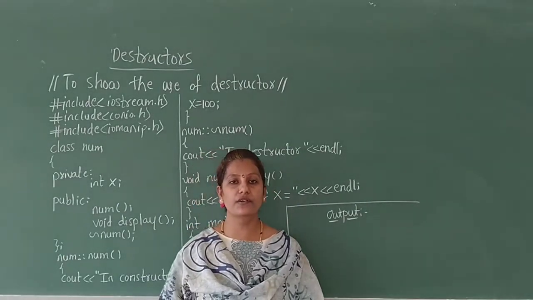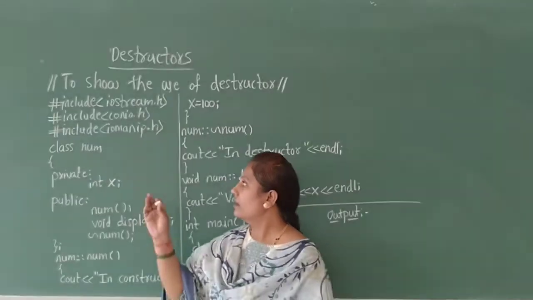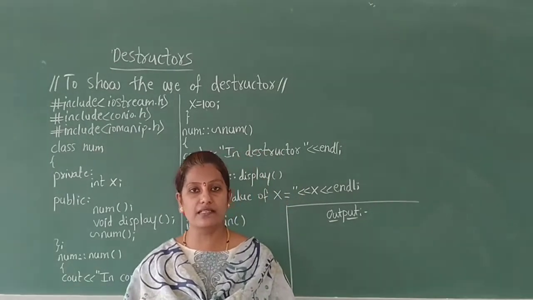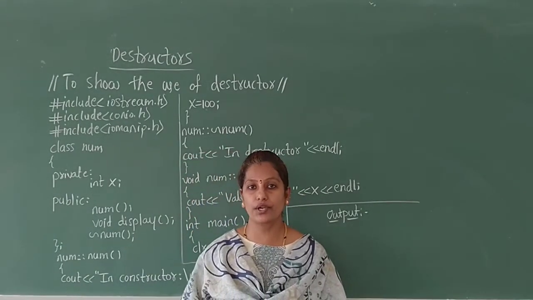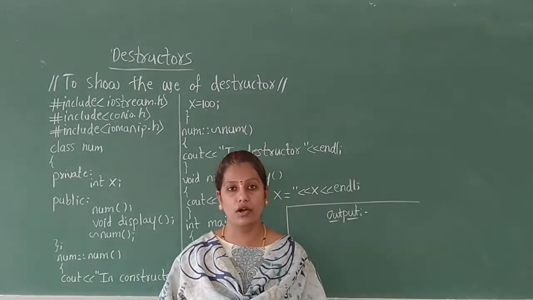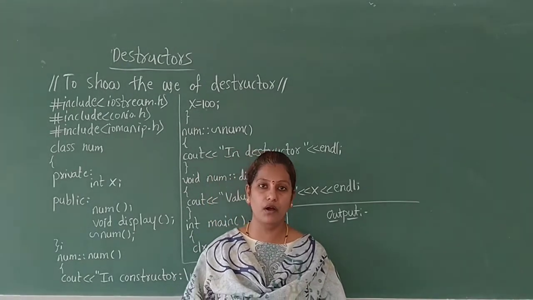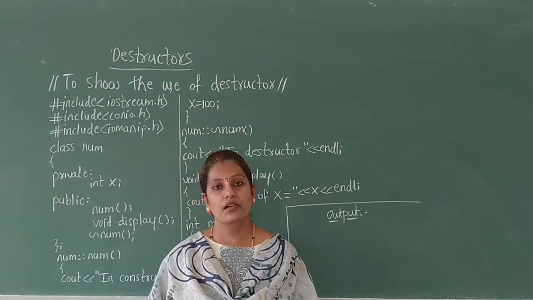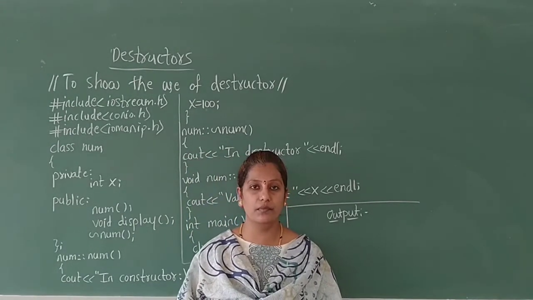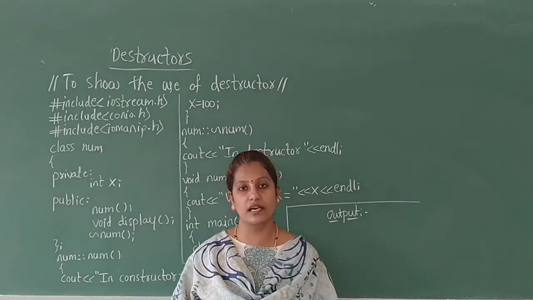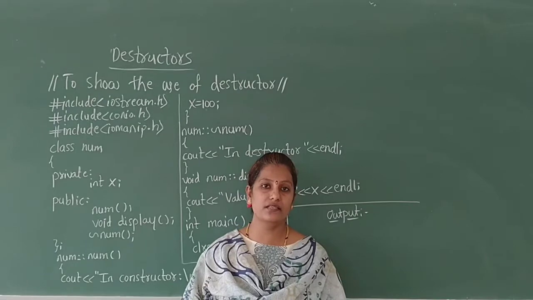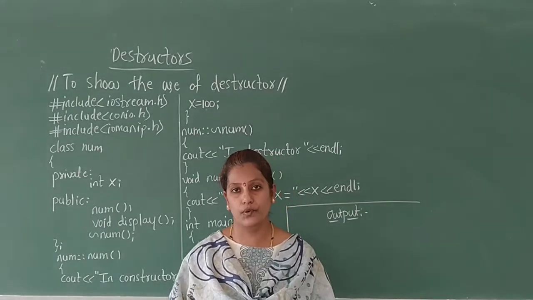Program to show the use of destructor. To write this program, first we have to include the header files iostream.h, conio.h, and iomanip.h, to connect input-output devices to the program file while executing the program, to execute the input and output statements defined in the program, and to handle the manipulators which are used in the program.